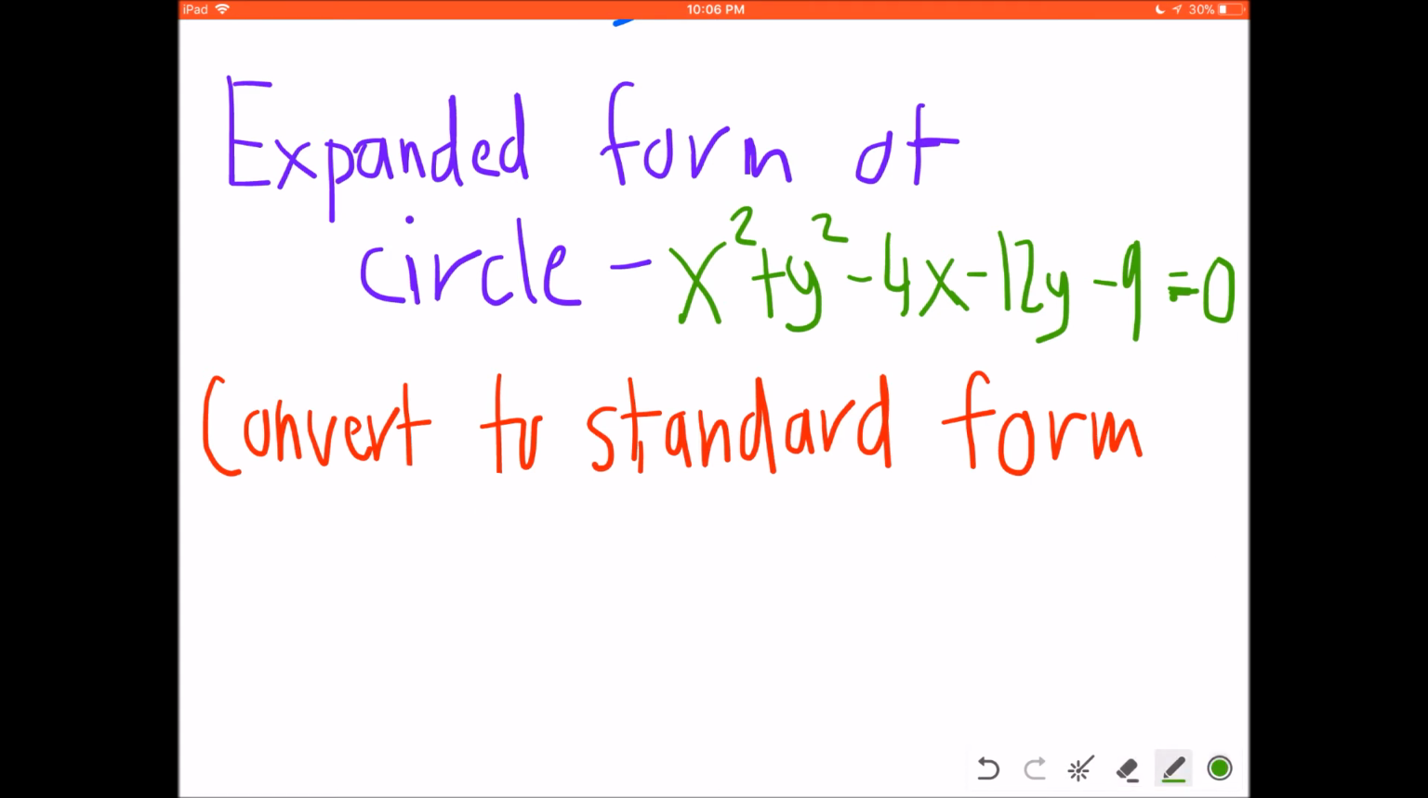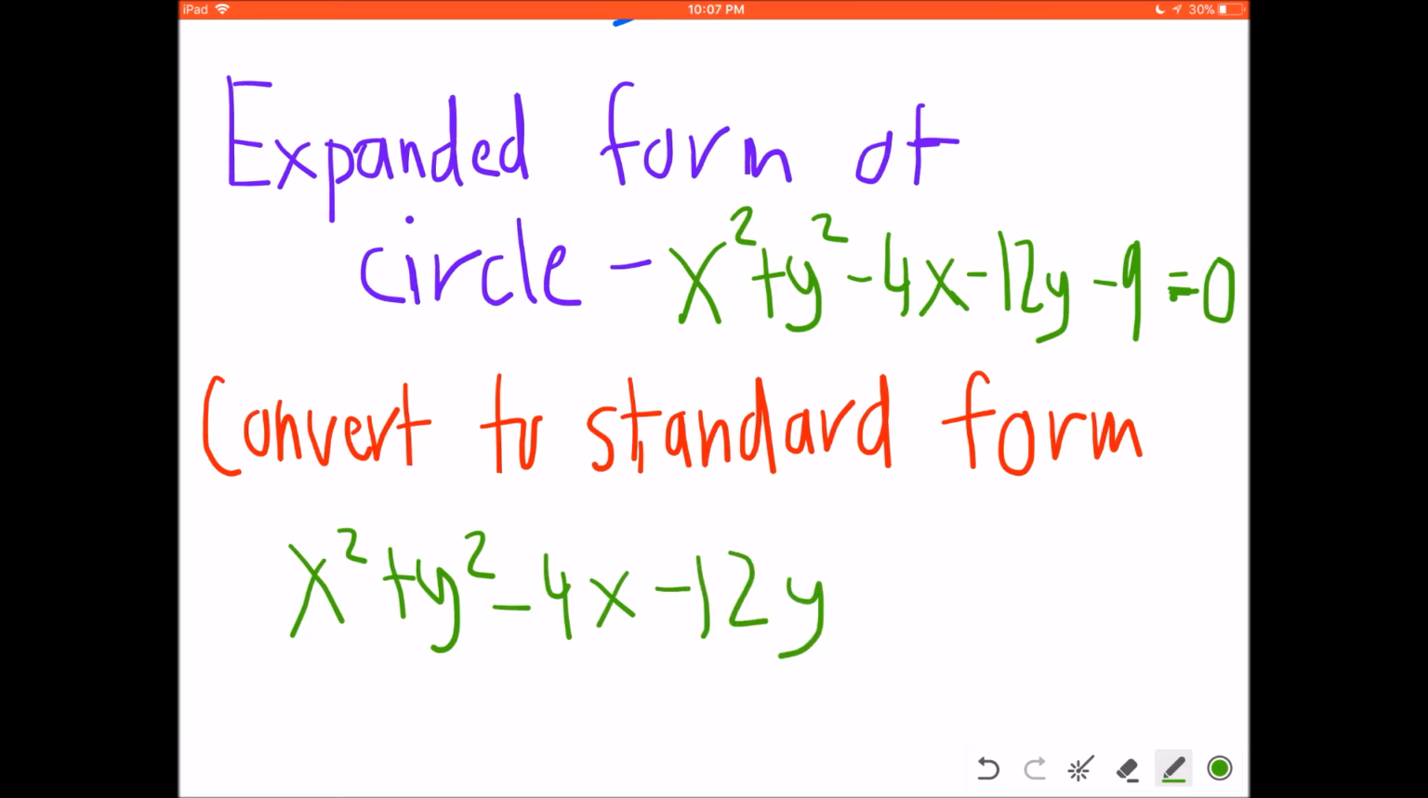Okay, let's do green. So the first thing you want to do is move all your numbers to the other side. So you have x squared plus y squared minus 4x minus 12y, and you keep all this on one side because these have variables attached to them. And then you move this 9 over. You add it over, so you have equals 9.